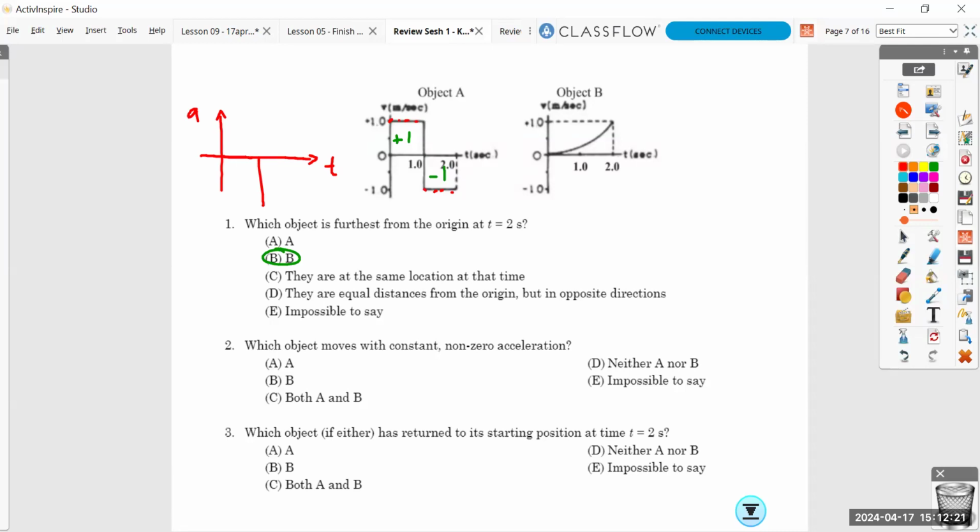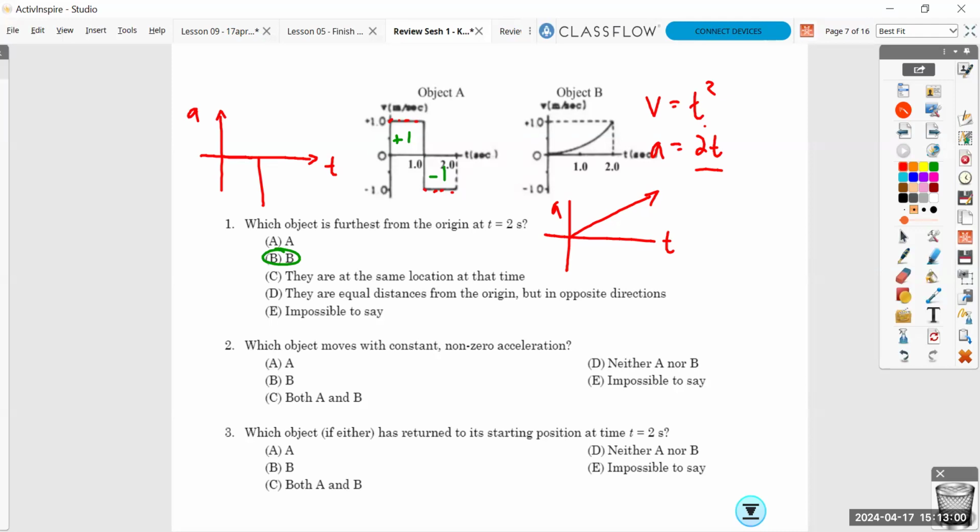Object B looks nice and smooth. If it's got constant acceleration, what should our velocity graph look like? It should be a line, right? This sort of looks parabolic. If I think about my acceleration, my acceleration is changing with time, right? The derivative of this isn't a straight line. The derivative of that could be a straight line. We don't really know.